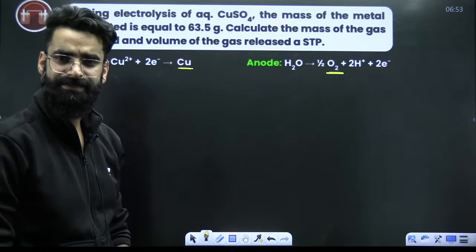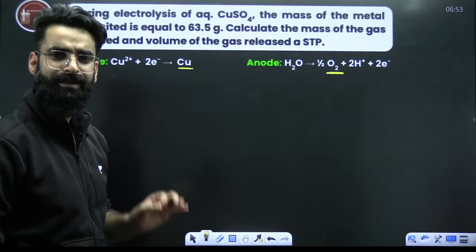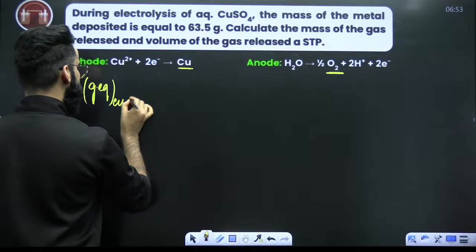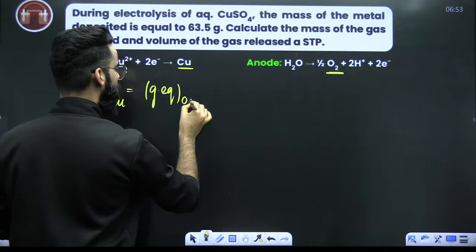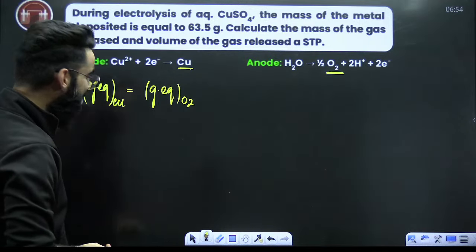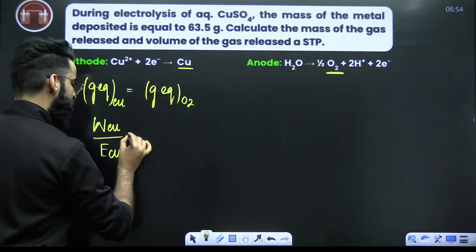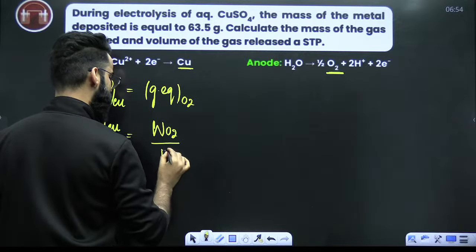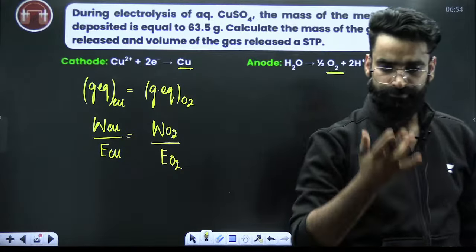What does Faraday's law state? The number of gram equivalents of copper deposited should be equal to the number of gram equivalents of O2 produced. Just equate their gram equivalents, nothing else. Gram equivalents of copper can be written as mass of copper deposited divided by equivalent mass of copper. Similarly, gram equivalents of O2 produced will be equal to mass of O2 produced in grams divided by equivalent mass of O2. I think we are done.